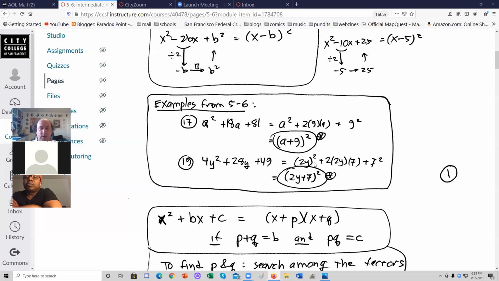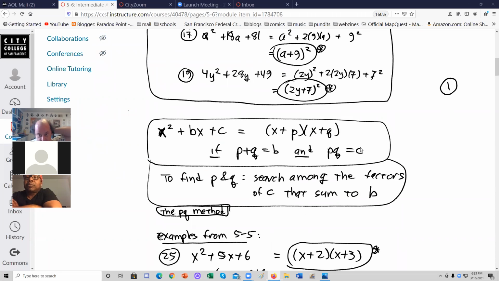Let's see, 4y squared is the square of 2y. Good. 49 is the square of 7. Good. Now, if you have 2 times 2y times 7, that equals 28y, which it does, then this is the square of 2y plus 7, like that.